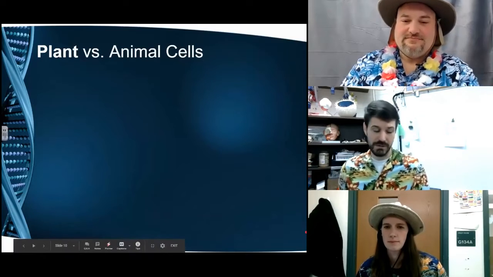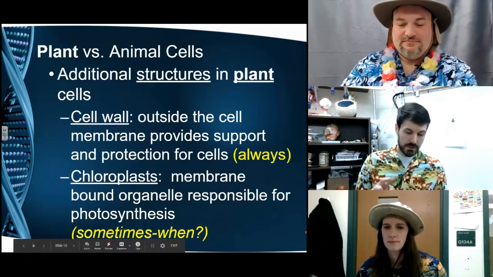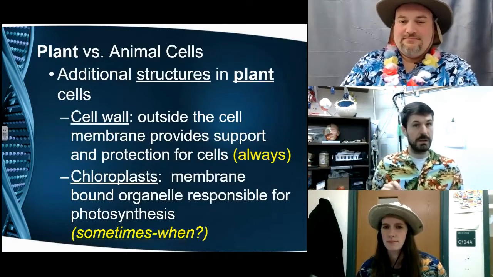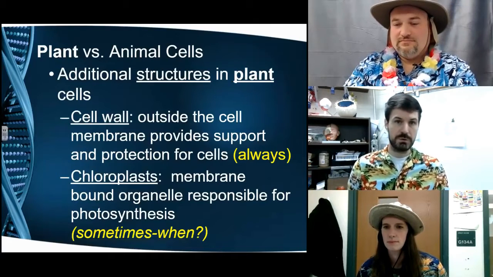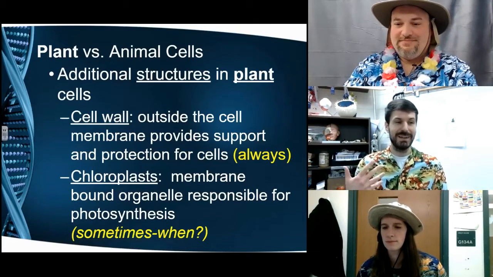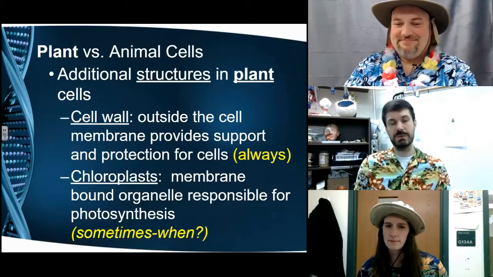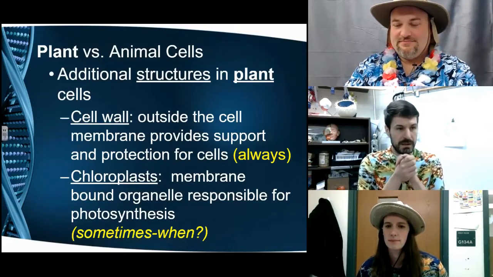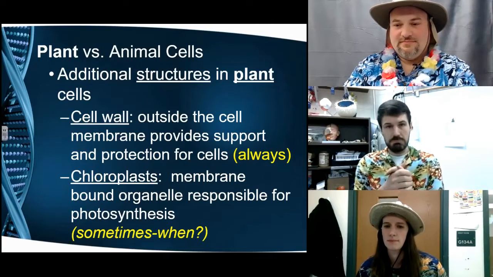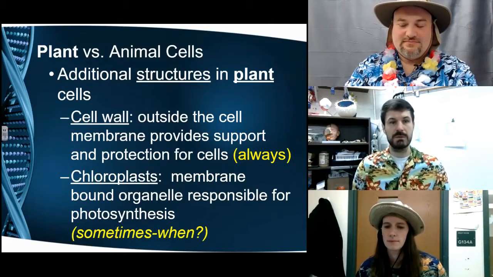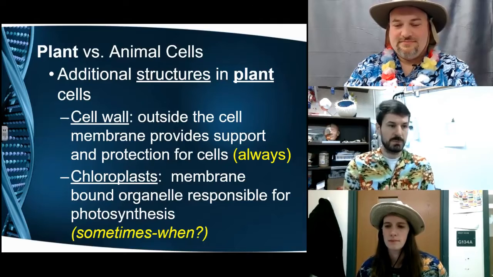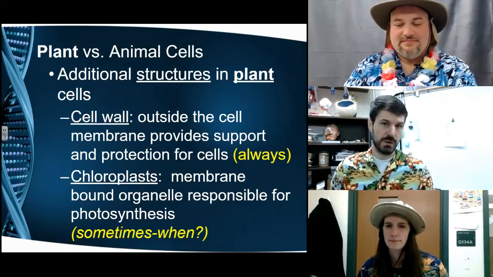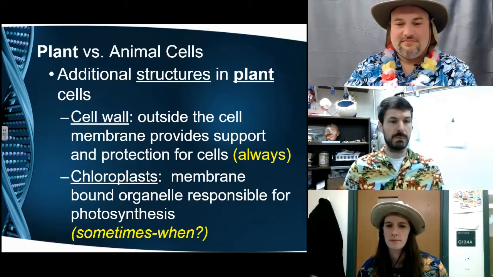Plant versus animal cells. Eukaryotic versus prokaryotic cells is one distinction we want you to be able to make. Plant cells versus animal cells is another distinction we want you to be able to make, because there are lots of similarities, but there are some fundamental differences between the two types as well. There are a few additional structures in plant cells that we want you to know.